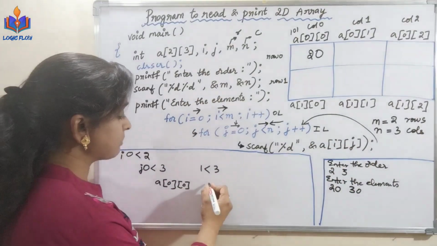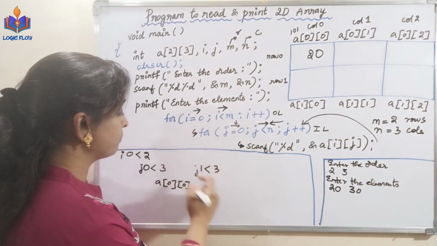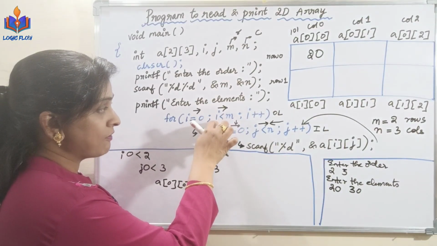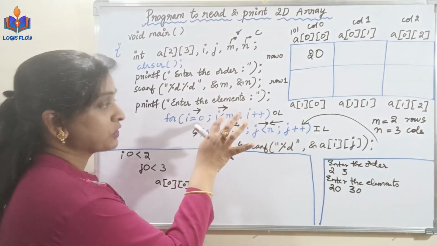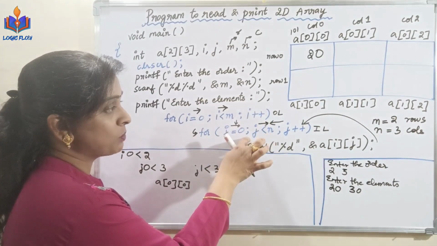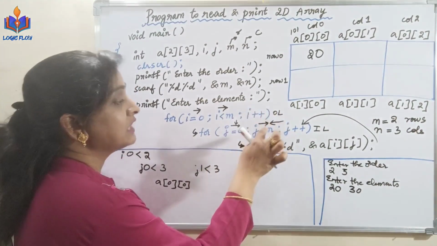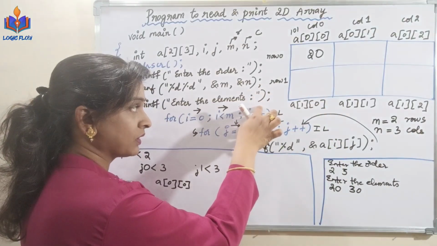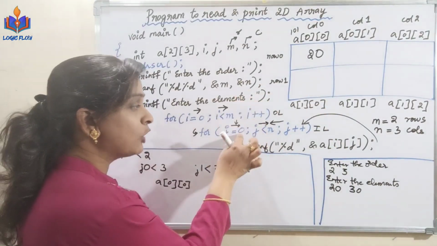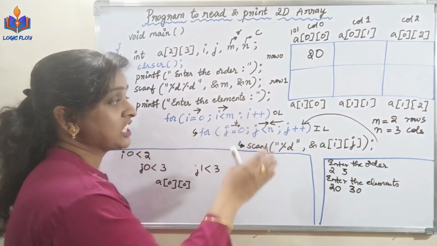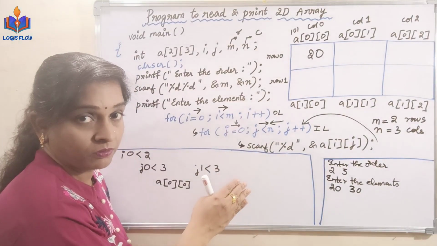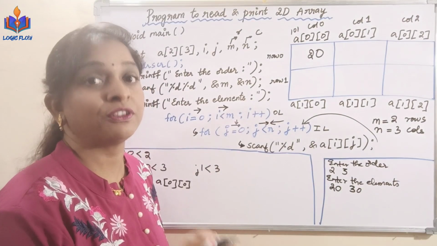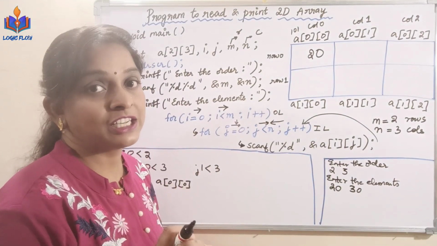So a of ij means how much? This is the j value, and i is the same thing, the outer loop i value is the same. So for the given outer loop, the inner loop has to be executed completely. When the inner loop gets terminated, control will go to the outer loop. With a new outer loop value, the inner loop once again starts from the first. This is the process of a nested loop. If you have any confusion with nested loops, you have the video for nested loops.